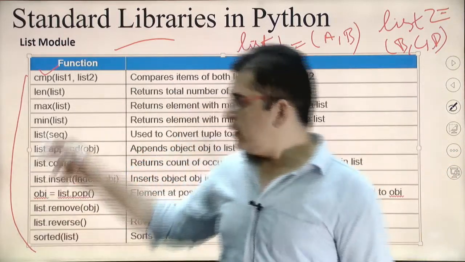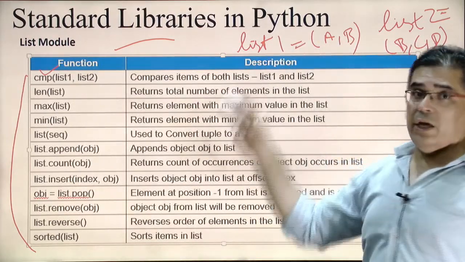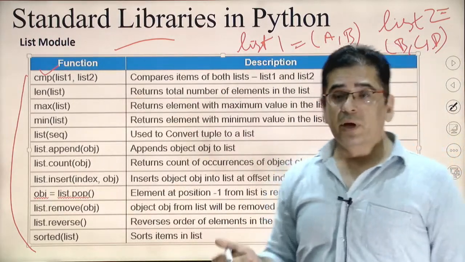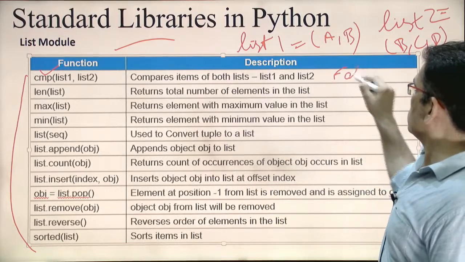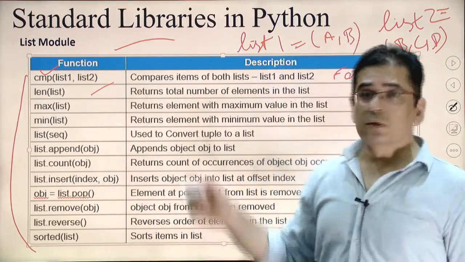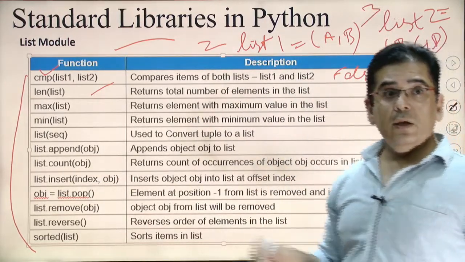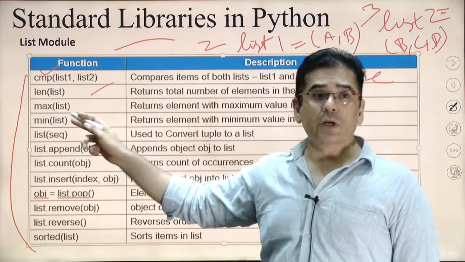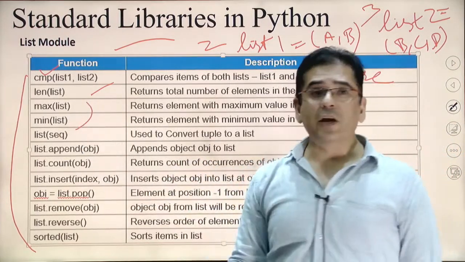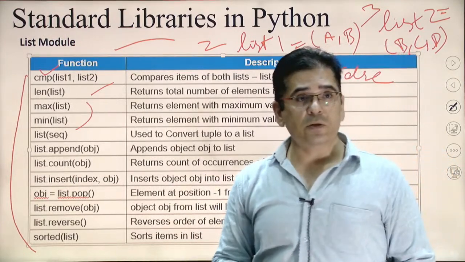So now these functions can be applied. If list 1 and list 2 are compared, it will give true if both lists are the same. Here the output will be false. The length function is used to find the length of the list, like list 1 has length 2, list 2 has length 3. If numeric values are stored, then the max and min functions are used to find the maximum and minimum of a list.